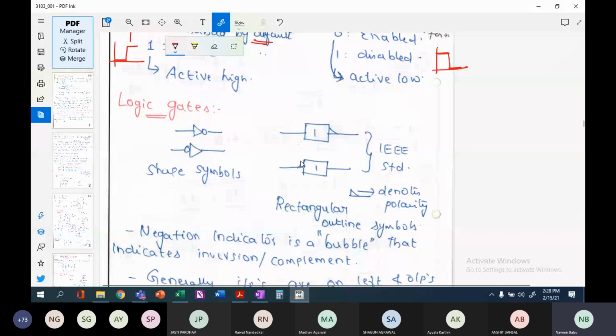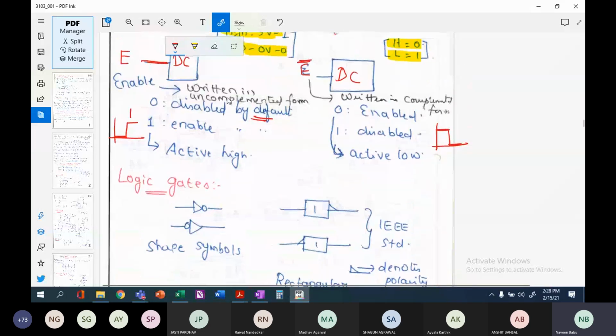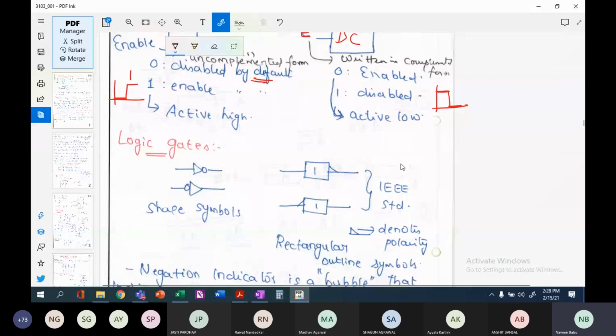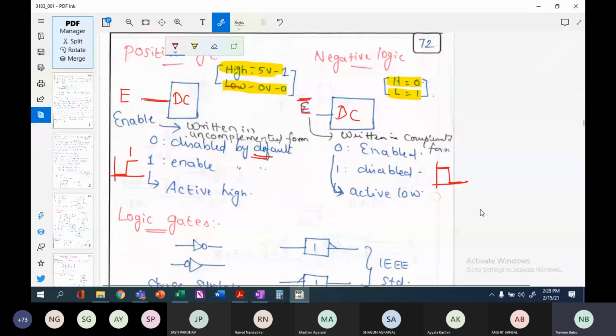Your gates can be either active high circuits or active low circuits. Normally, active high circuits are preferred over active low circuits, that is, positive logic is preferred when compared to negative logic. Only in important circumstances will we use negative logic. Otherwise, we will be using positive logic.